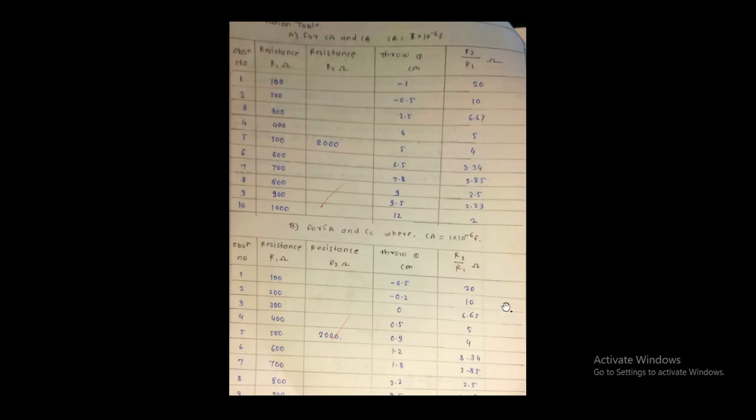Now the same procedure is for the Ca and Cc combination. These two columns are exactly the same. This R2 by R1 is the same. Only there is a variation of throw, that is the deflection on the scale, which we have to record for each combination.